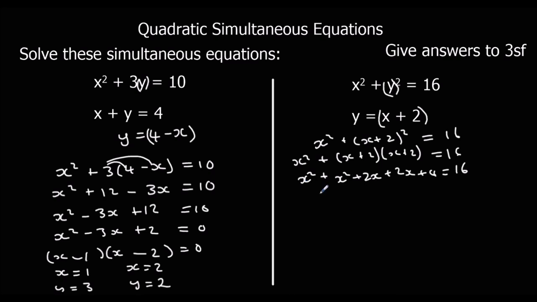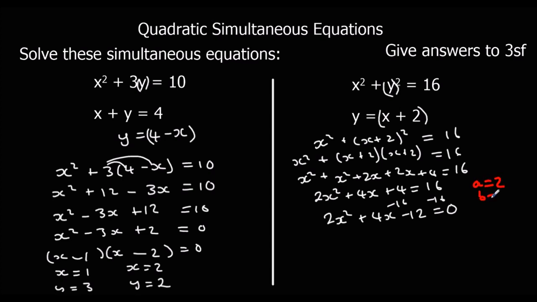So I've got 2x squared plus 4x plus 4 equals 16, and take 16 off both sides to make it equal to 0. 2x squared plus 4x minus 12 equals 0. So we've got A is 2, B is 4, C is minus 12. They go into the quadratic formula, so we substitute them in.